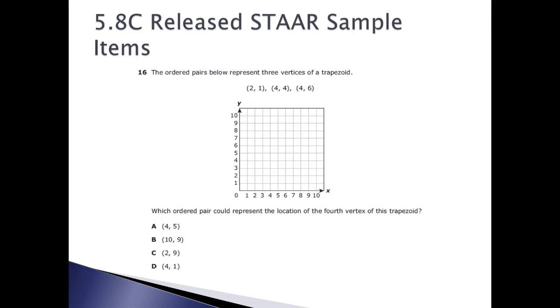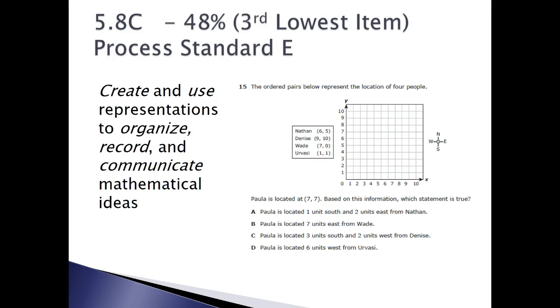On the clarifier, because it was a released STAR item, notice it was very similar to this item, and you used a trapezoid instead. So both of them, notice the 4-sided figures. They're trying to find the missing vertex. Kids did well on this.